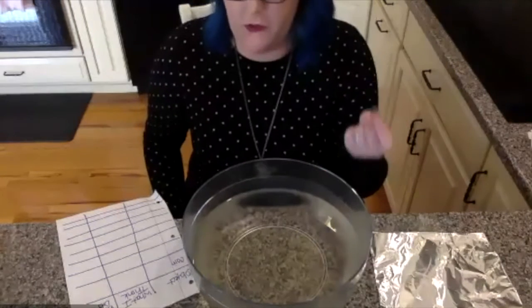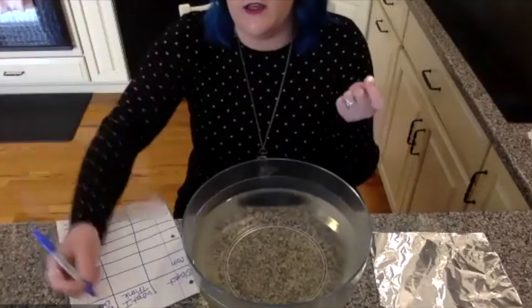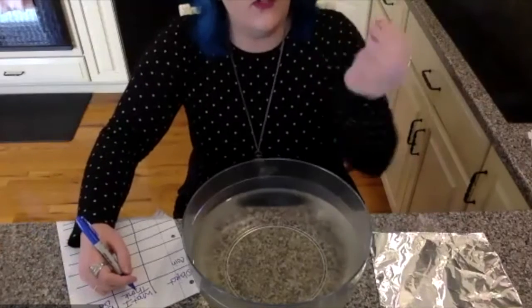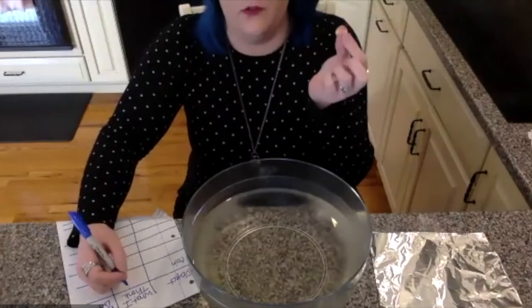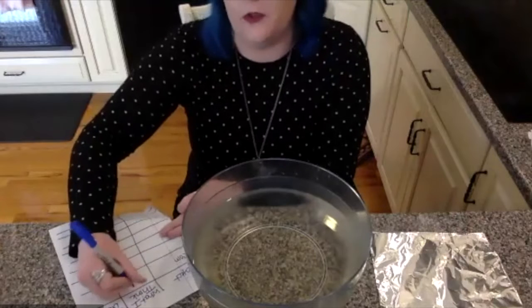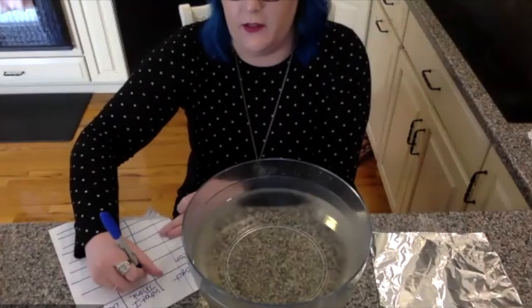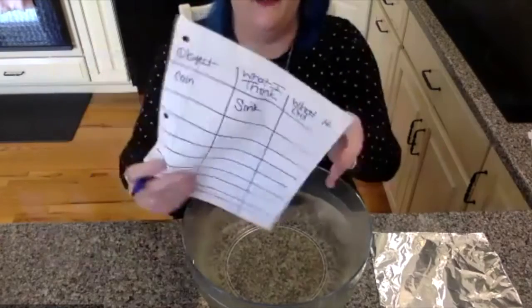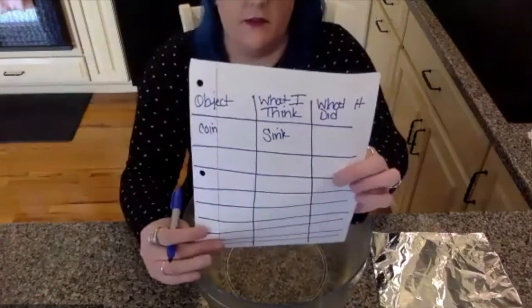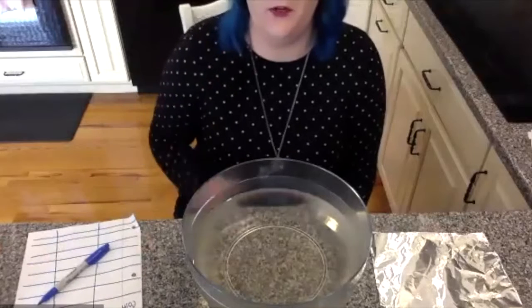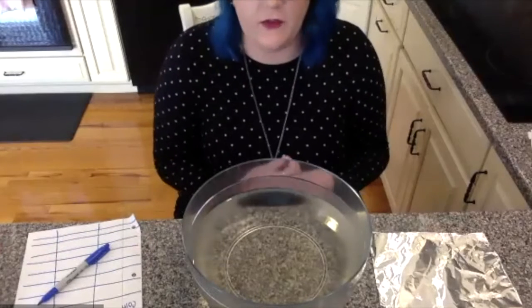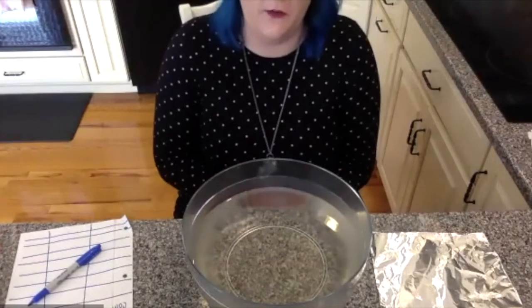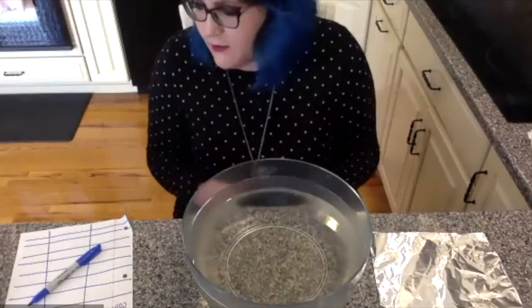All right, now that you've written coin in there, you're going to write in that second column what you think it will do. Does it look like it's going to sink, or does it look like it's going to float? And you're going to write sink or float in the column that says what I think. So I think it is going to sink. All right, lastly, you can push your paper and your pen to the side, just ever so slightly, so you don't get any water on it. We don't want to ruin our data.